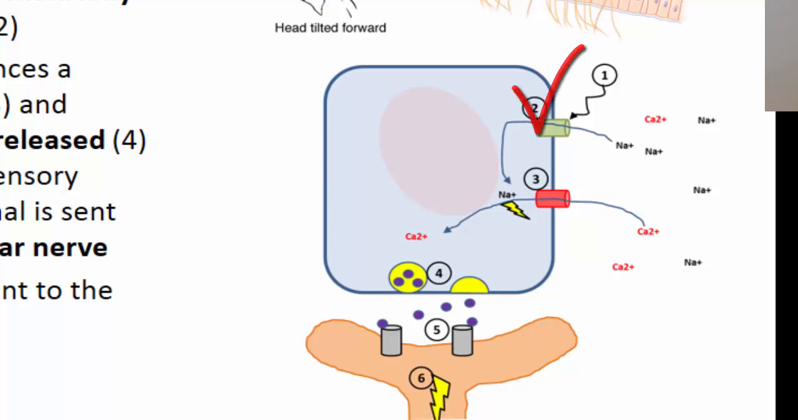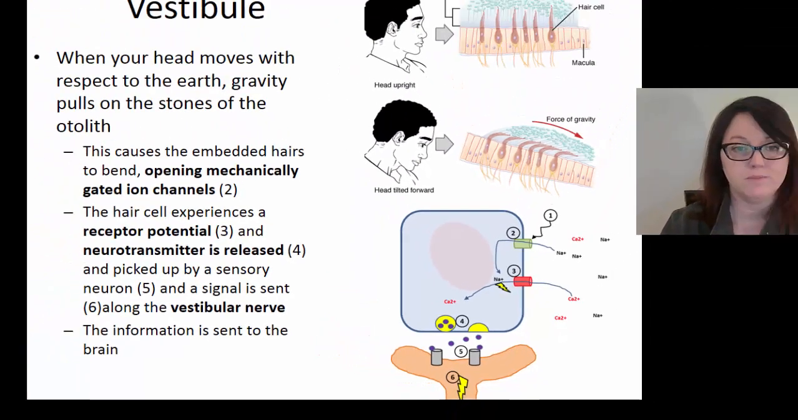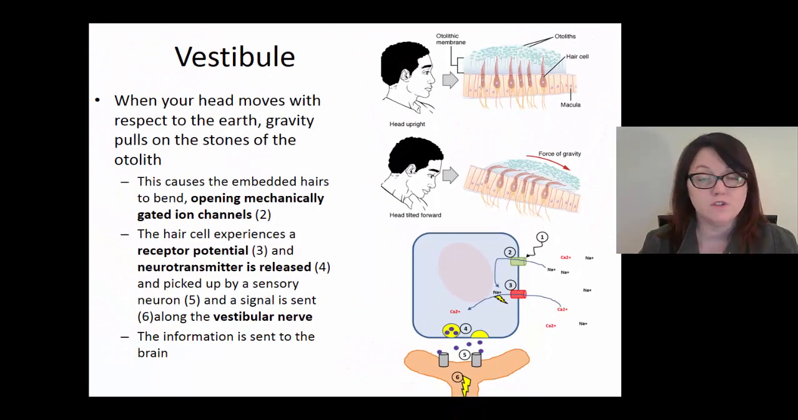The hair cells then experience a receptor potential, and they release neurotransmitter, and the neurotransmitter is then picked up by a nearby sensory neuron, and a signal is sent along the vestibular nerve towards the brain, where you will detect your equilibrium sense, in this case, your static equilibrium. And even though this information is sent towards the brain, you are not usually overly aware or perceive this particular sense. Most of it happens at the subconscious level.